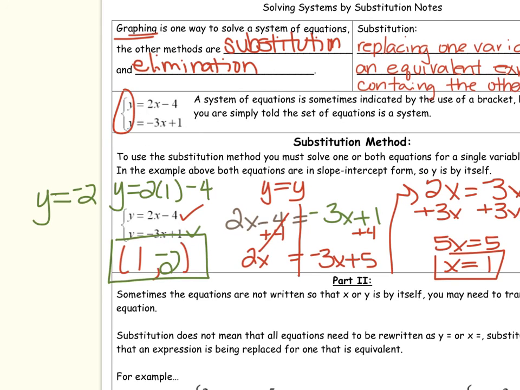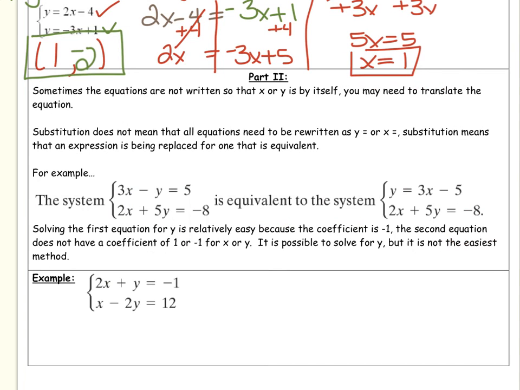And you can check to see if that works. Plug in 1 for x and negative 2 for y in both equations and see if you get a true answer. So sometimes the equations are not written so that x or y is by itself, so you need to translate or transform the equation into a y equals. And substitution does not mean that all equations need to be written as y equals or x equals. It just means that an expression is being replaced for one that is equivalent.